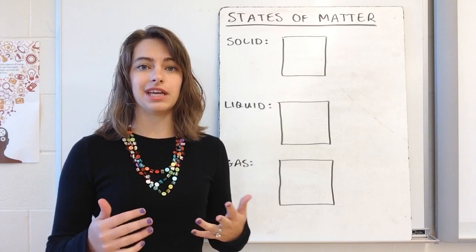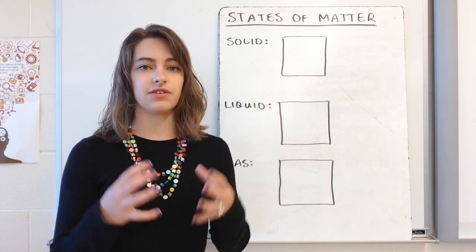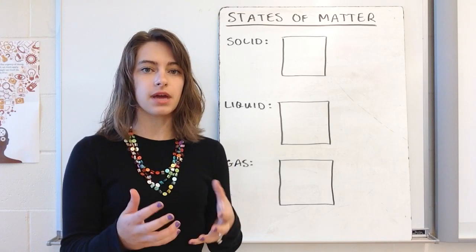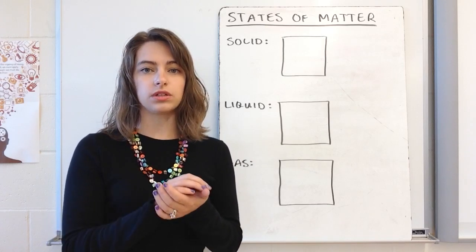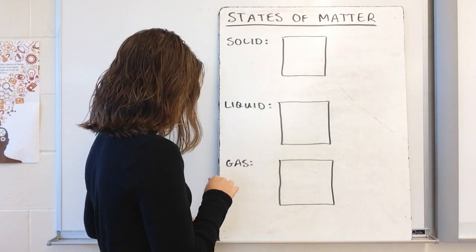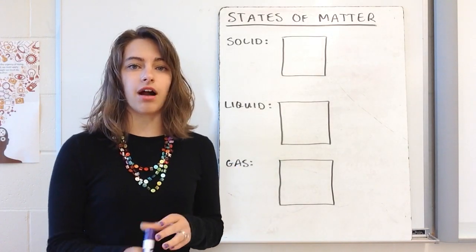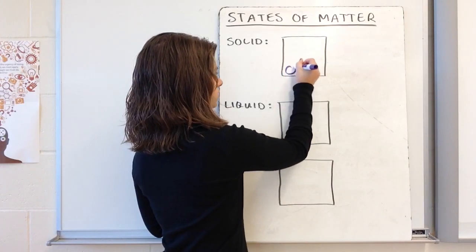So let's start with solids. So we know from previous experience that our solids have a defined shape and volume. A solid is an object that you can pick up and it's not going to likely fall apart. It's going to hold its shape and it's going to hold its volume. If we look at the particle level of a solid, the particles in a solid are very tightly packed together. So I'm going to draw some particles.